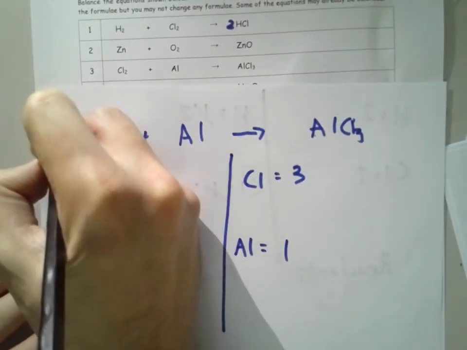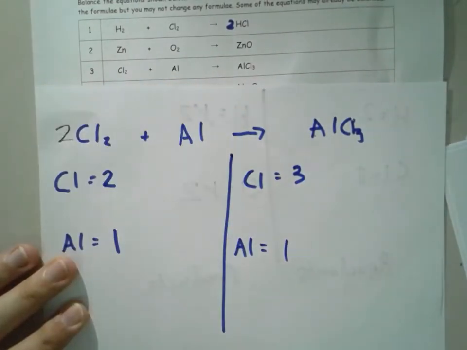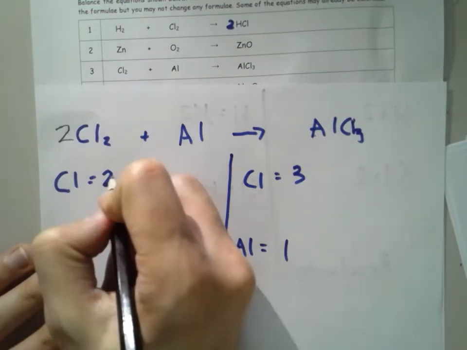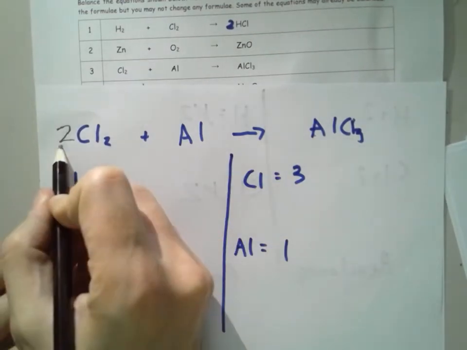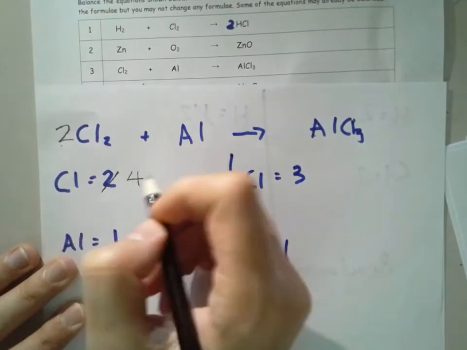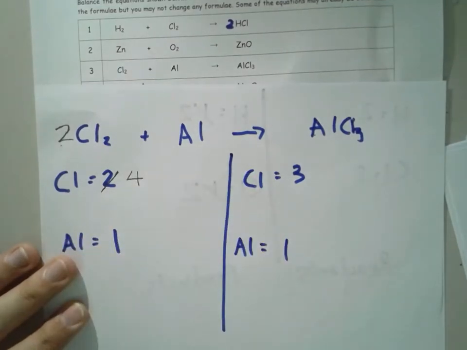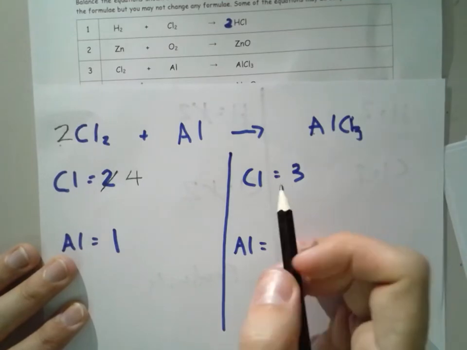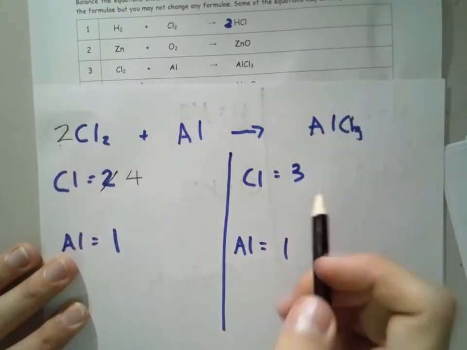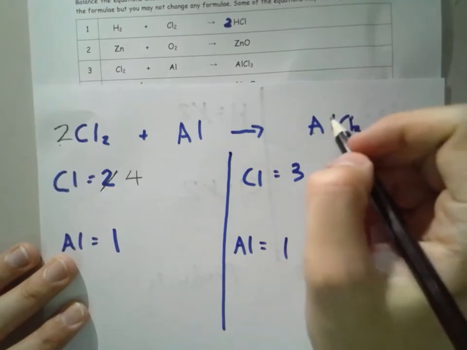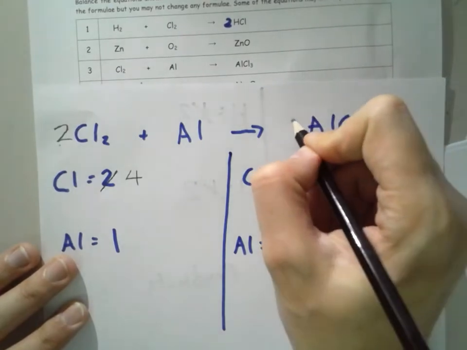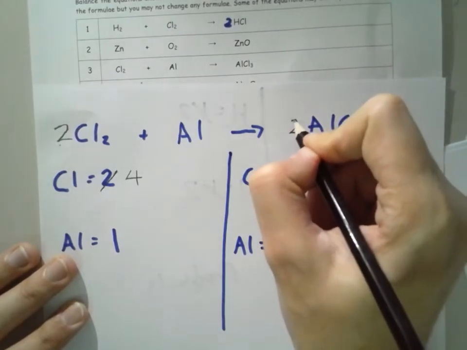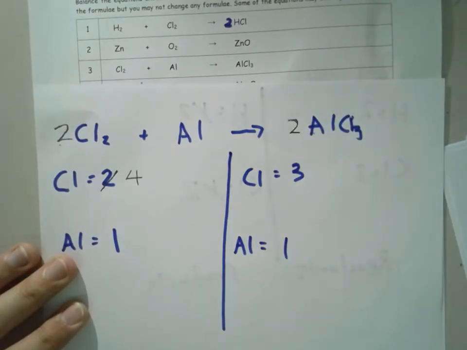If I put a 2 there, this goes to 2 lots of chlorine. I've got 4 now. This doesn't make sense because I've got more on this side than I do on that side. So what I need to do now is go back to where the chlorine is on this side and put a number here. The next number I need to put is 2. That's the first number I'm going to try.